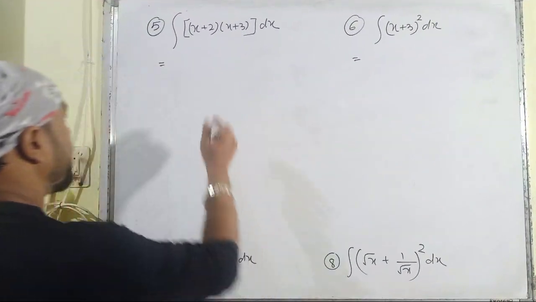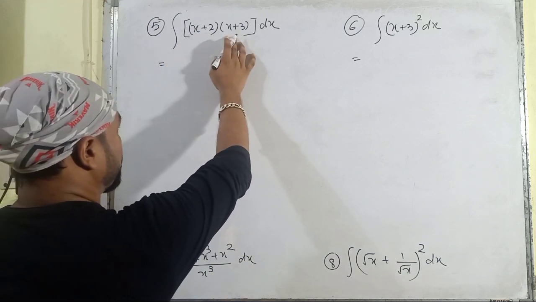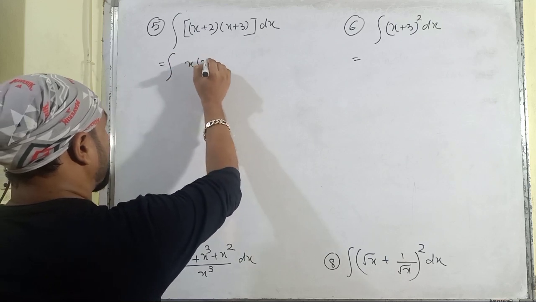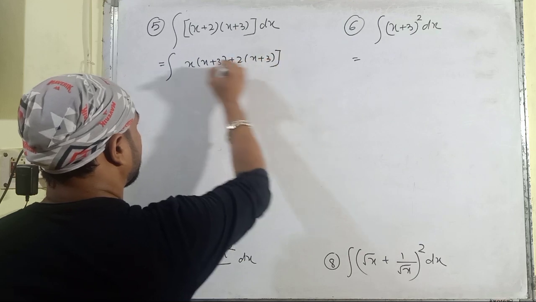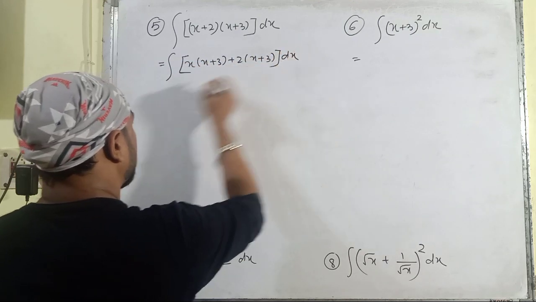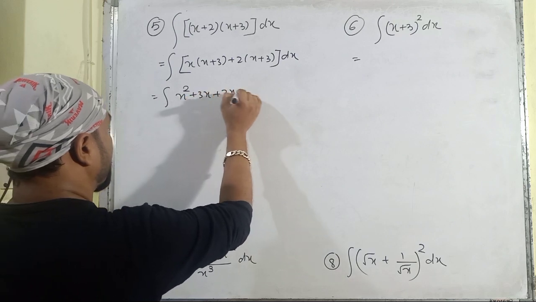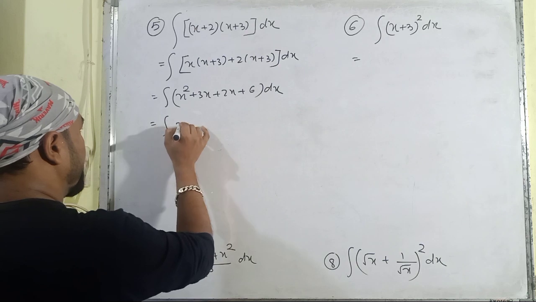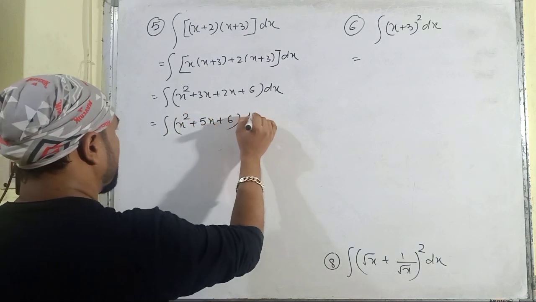Now coming to problem number 5, the integral of the multiplication of x plus 2 and x plus 3 with respect to x. First of all we have to multiply this: x multiplied with x plus 3, plus 2 multiplied with x plus 3, and its integral with respect to x. x square plus 3x plus 2x plus 6, then it will be the integral of x square plus 5x plus 6.